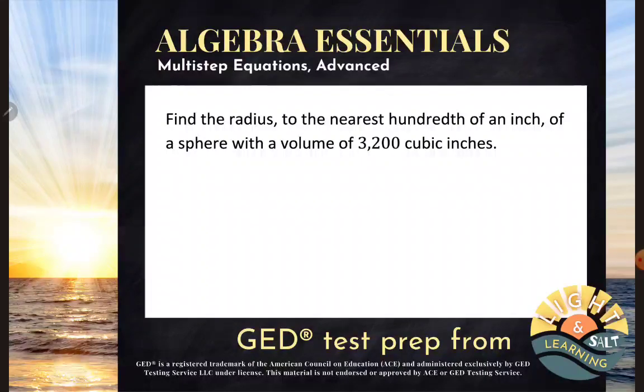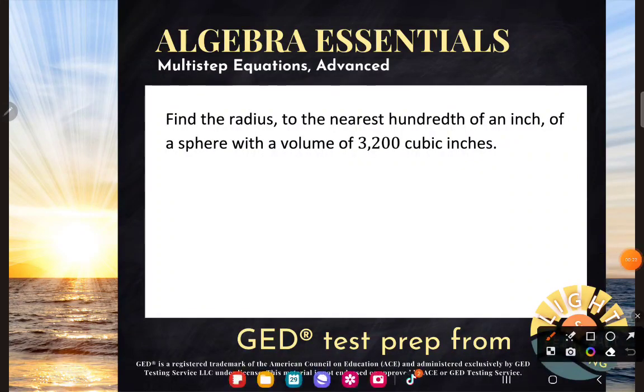Find the radius to the nearest hundredth of an inch of a sphere with a volume of 3,200 cubic inches. So let's go ahead and take a look at what we are asked to find here. Let's start with that. So what are we being asked to find? Well, they say find the radius. The radius of what? Because I want to know what kind of a shape I'm looking at. A sphere. I'm looking at one of our solids.